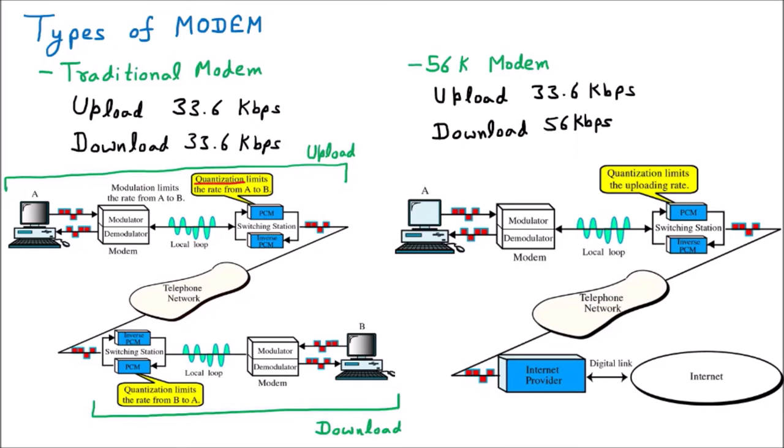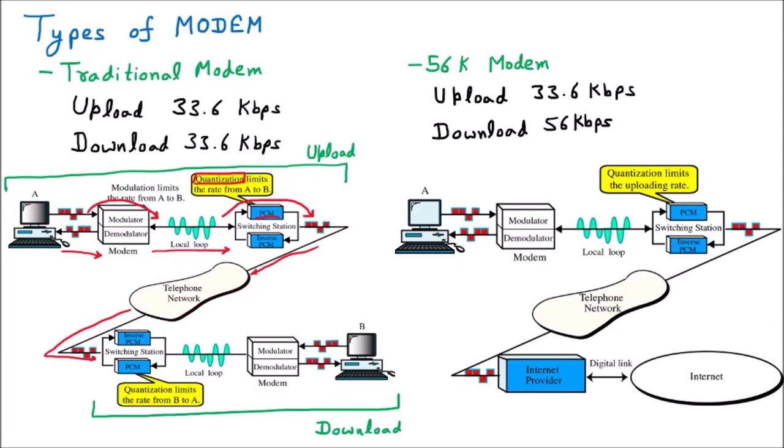So whenever the data is going from this side, from system to modem, the modem is converting digital to analog. Then this is the local loop. Local loop means the wire which is coming from the telephone exchange to our home. Then the analog signals are moving. Then again the analog is converted to digital using the PCM. Afterward, the digital data is moving across the telephone line and going to another exchange. Now, during uploading, because of this quantization, the speed was limited. So that's why the upload speed is 33.6 kbps.